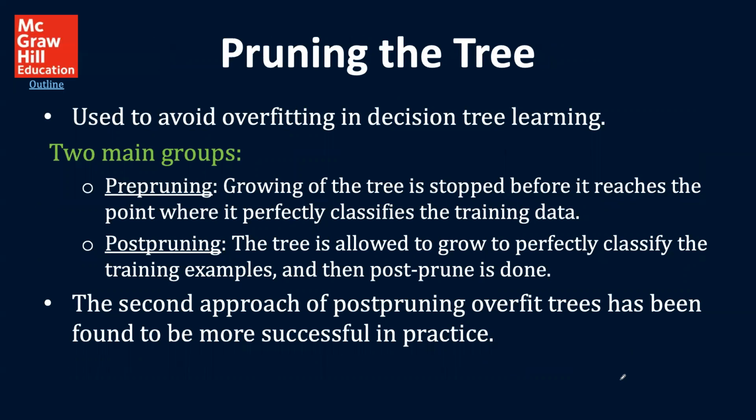So the final concept we'll talk about here is pruning the tree. It's used to avoid overfitting in decision tree learning. There are two main groups: pre-pruning, which is stopping the growth of the tree before it reaches the point where it perfectly classifies the training data, or post-pruning, where the tree is allowed to grow to perfectly classify the training examples and then post-pruned down. The second approach of post-pruning overfit trees has been found to be more successful in practice.